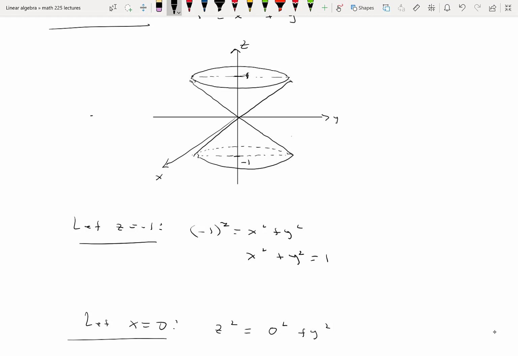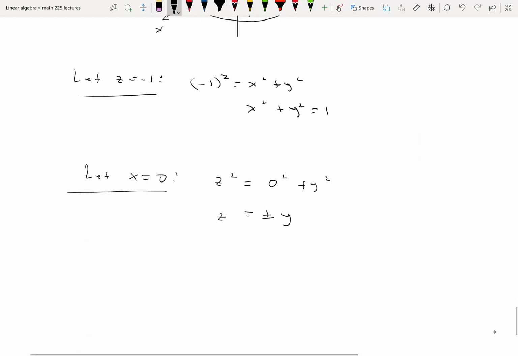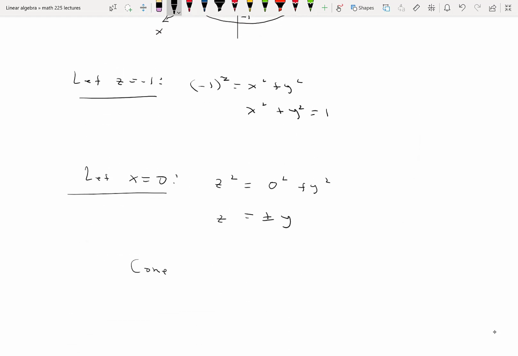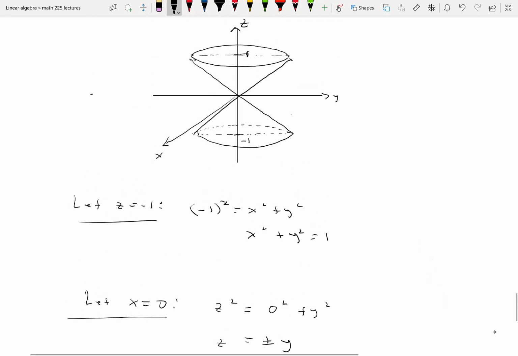What do you see? You see two cones. One opens up, one opens down. The two cones together are called one cone. It's called a cone. You don't have to call it a double cone. A cone is not necessarily just one portion. If you have a cone that opens up combined with a cone that opens down, you get a cone. If you weren't sure that this was a cone, you could draw more traces.